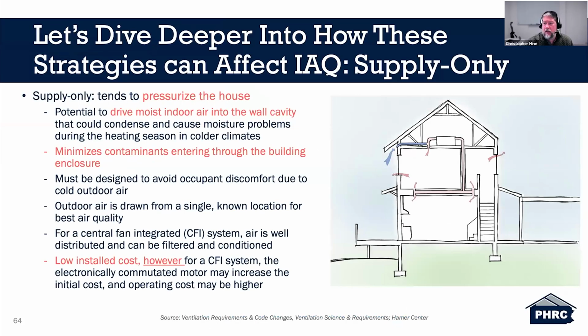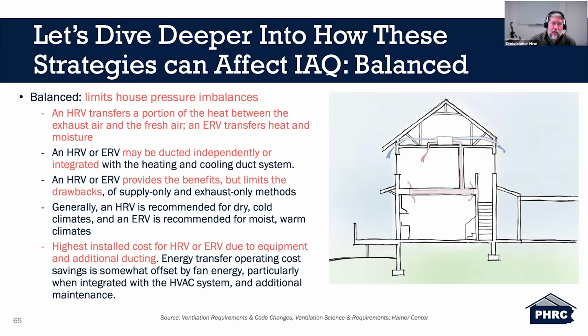The next strategy here is supply only, and this pressurizes the house, where you have a point entry and then that air is distributed throughout the rest of the house. It minimizes contaminants entering through the building. However, if you're in an area like Pennsylvania in the wintertime, you run the risk of pushing warm, humid air through the building envelope to the cold sheathing on the outside, which could have some adverse effect due to condensation.